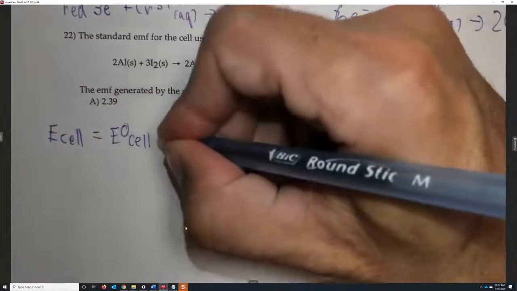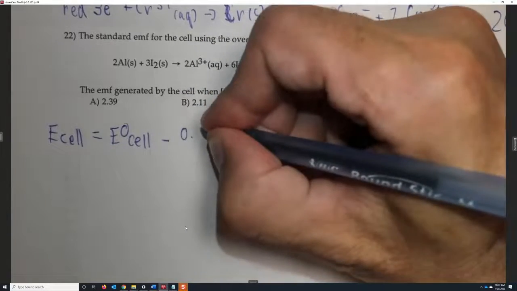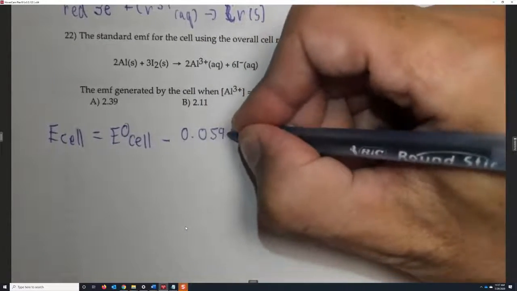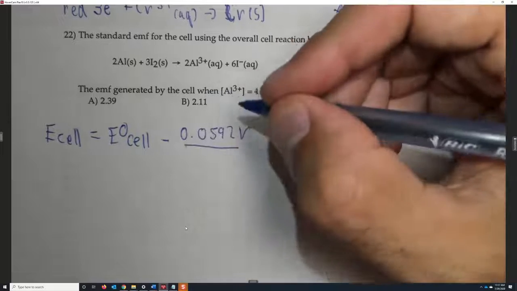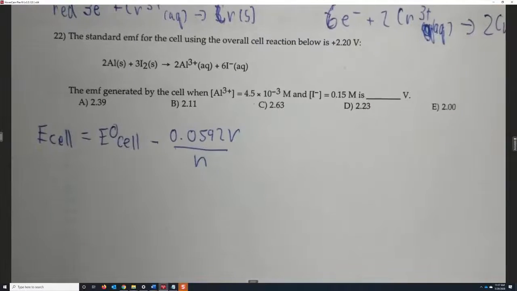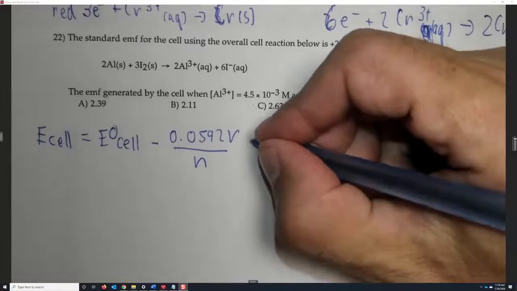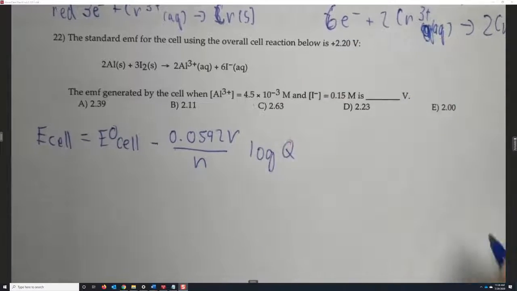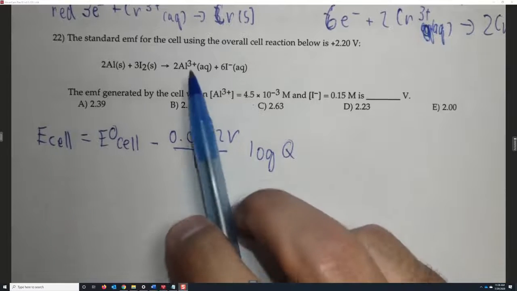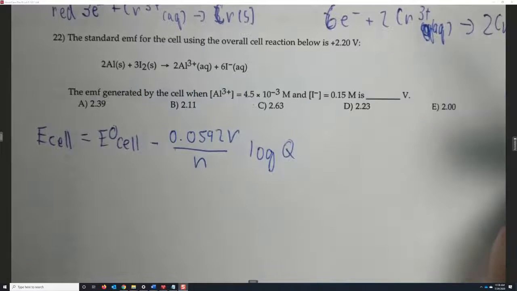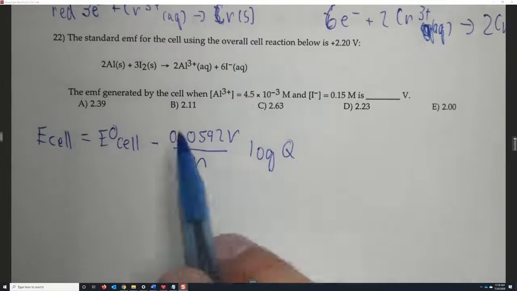So E cell is equal to E naught cell minus 0.0592 volts divided by n, which is the number of electrons transferred, times log of Q, which is current conditions. Normally, we would have to have these at 1 molar in order to have standard conditions, but this is current conditions. So we do need to know how many moles of electrons are transferred.